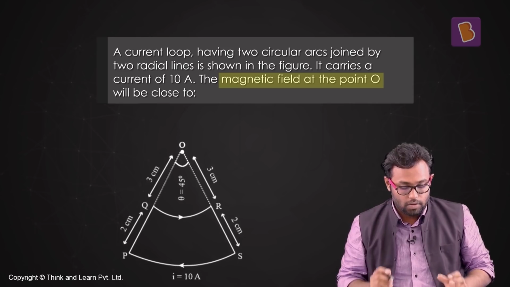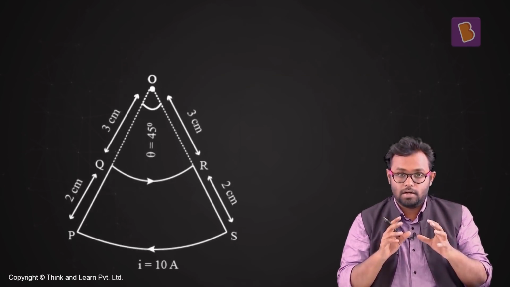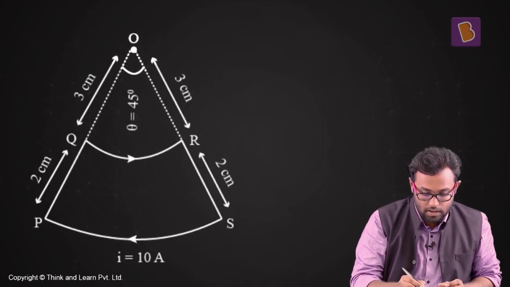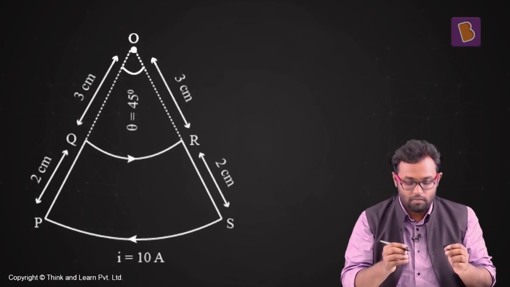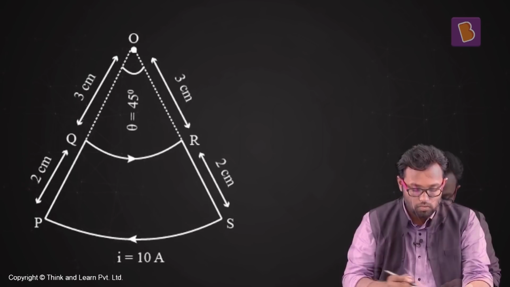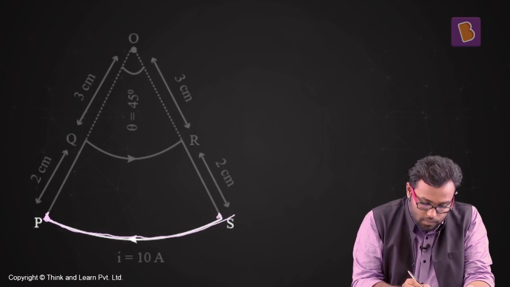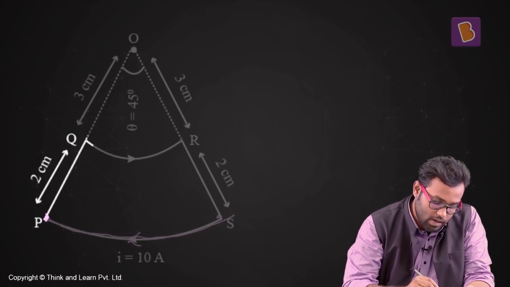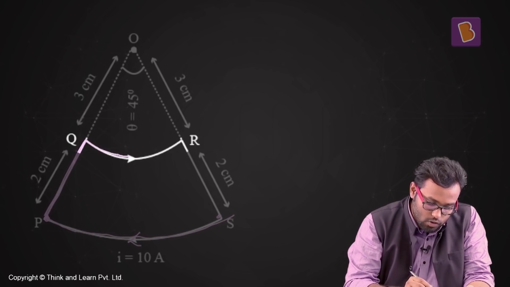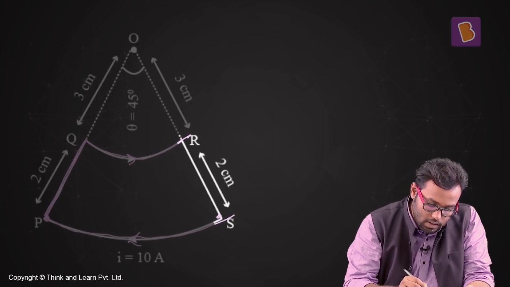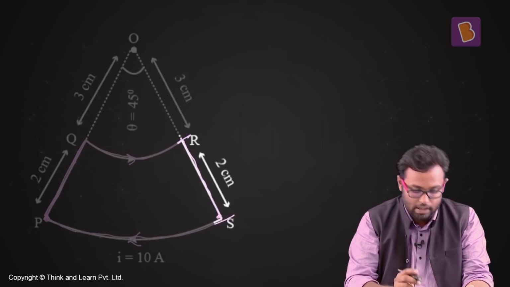Now here, when I see this reference figure, I see that I can divide it into 4 parts. We have an arc PS here. From P to S, there is an arc, like this, which carries the current like this. And then we have a part PQ, which is a linear part. Then another arc QR, and then another linear part, which is RS.